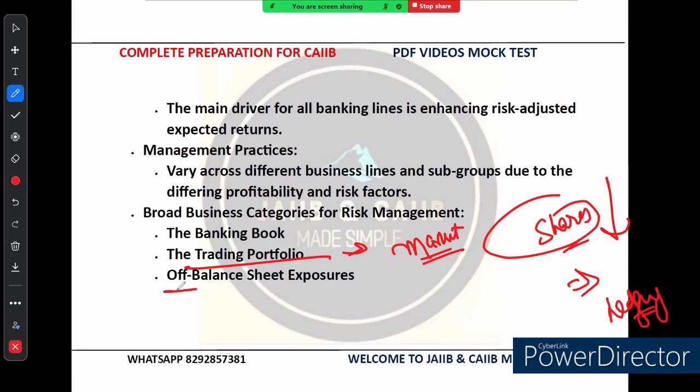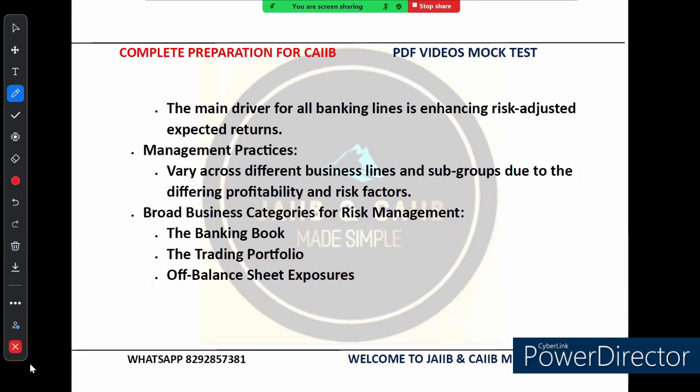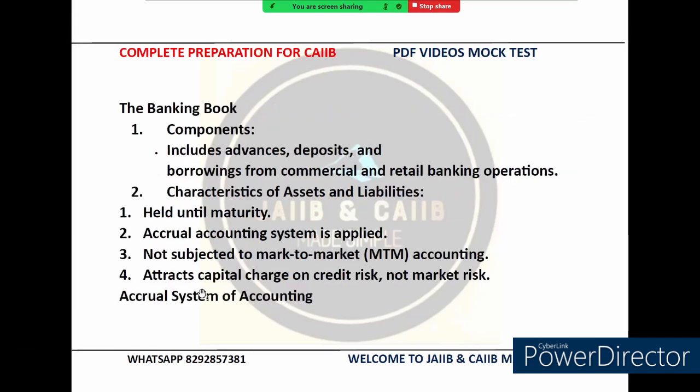And the third is the off balance sheet exposure. Banks also deal with off balance sheet exposure, which are things like guarantees or letters of credit that don't appear directly on their balance sheet but still carry risk, right? So now let's discuss these in detail. Let's discuss the banking book in detail in the next slide.